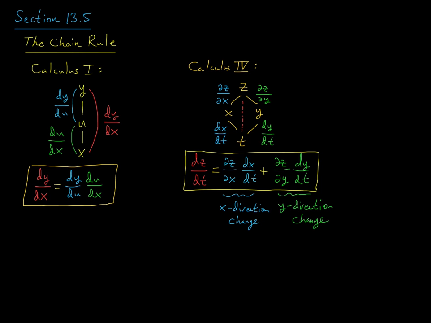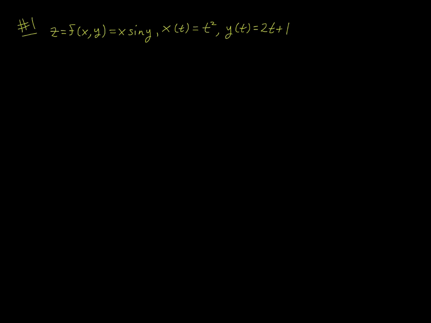Okay, so for that, we'll go ahead and bring up question number 1. Z is f of x, y, which is x times sine y. And then we're given that x of t is t squared and y of t is 2t plus 1.